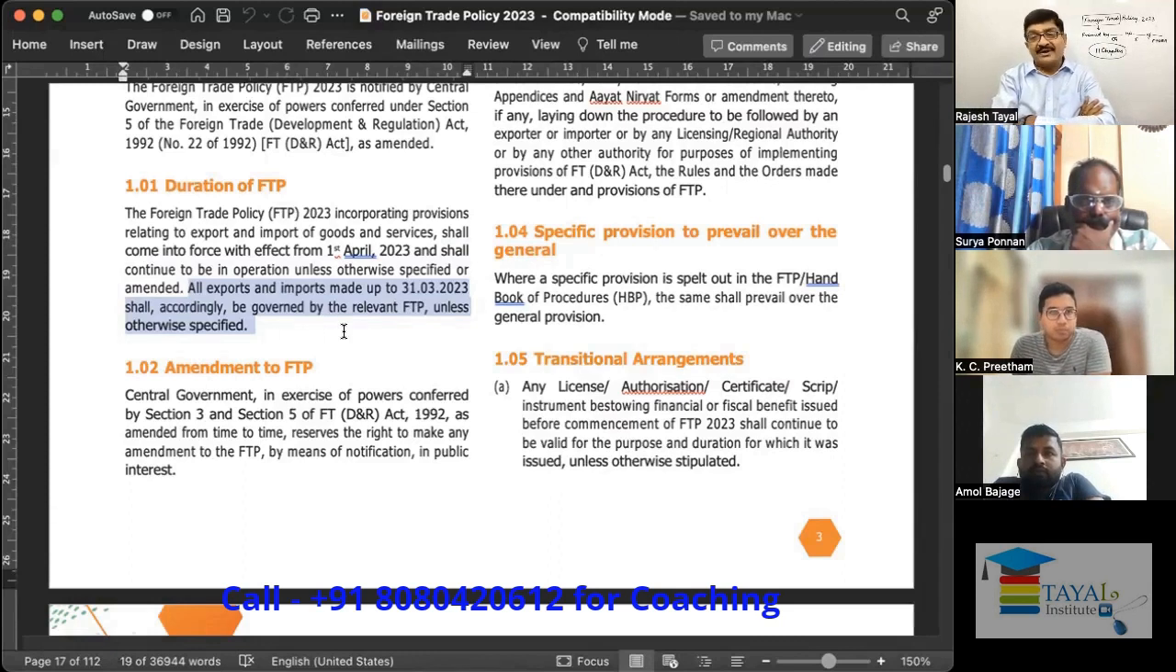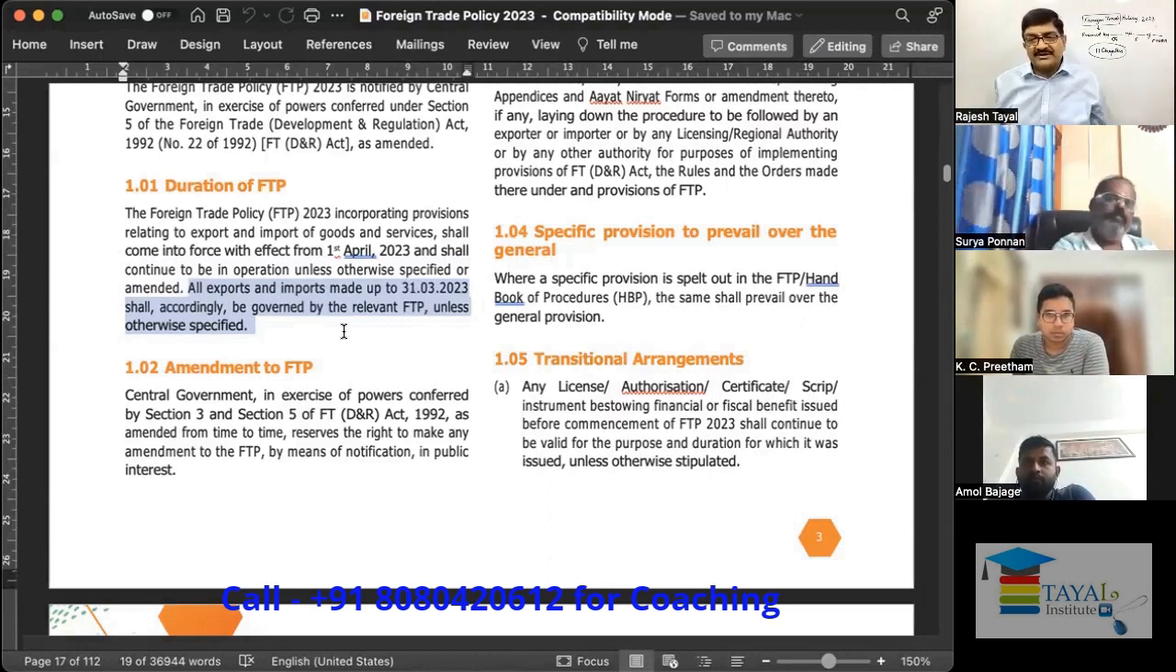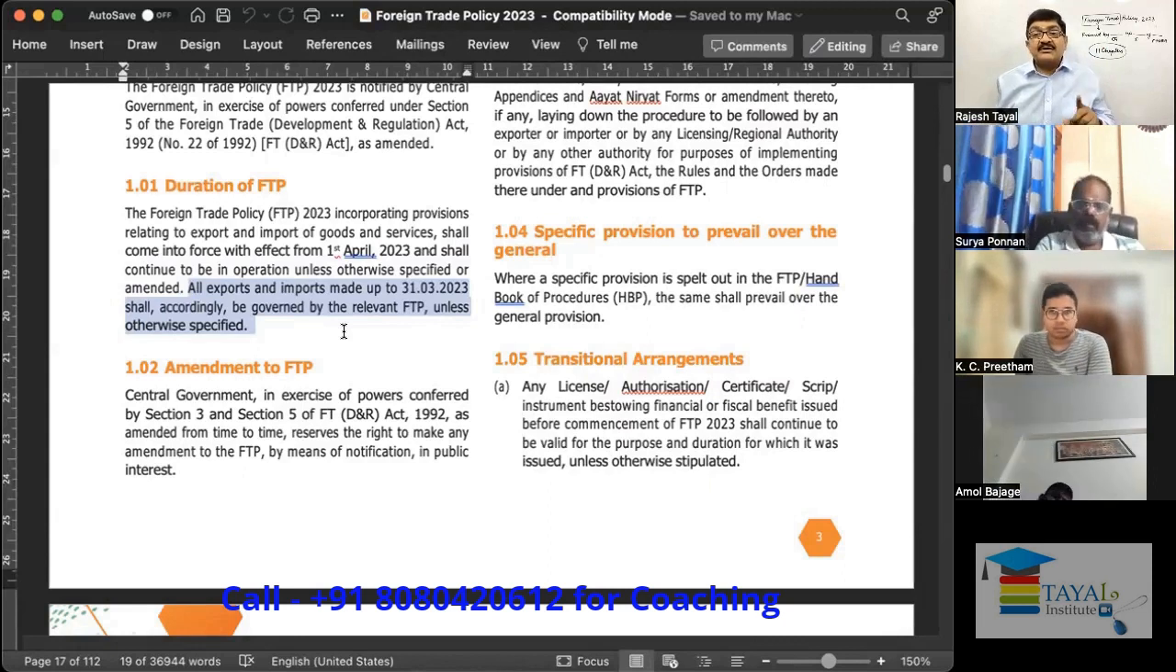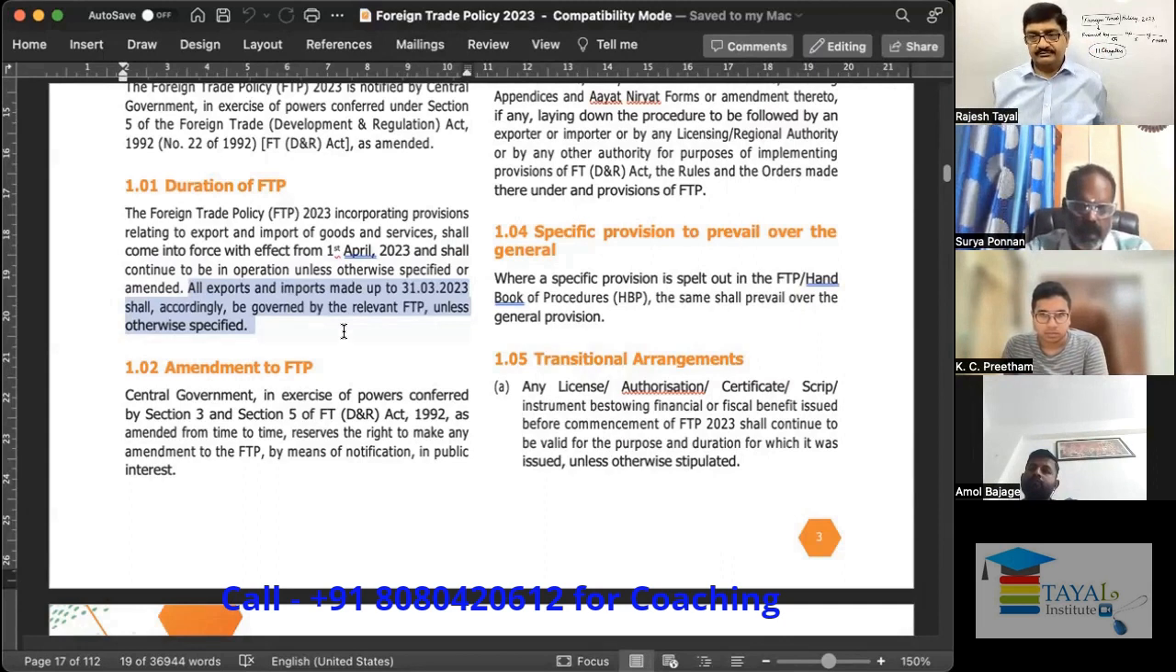This policy is effective from 1st April. This line simply says it has no retrospective effect. The meaning of this line is any export or import already done up to 31st March, this policy has nothing to do with that. That import or export already completed up to 31st March will be governed by the Foreign Trade Policy 2015-2020. This policy is not having any retrospective effect.